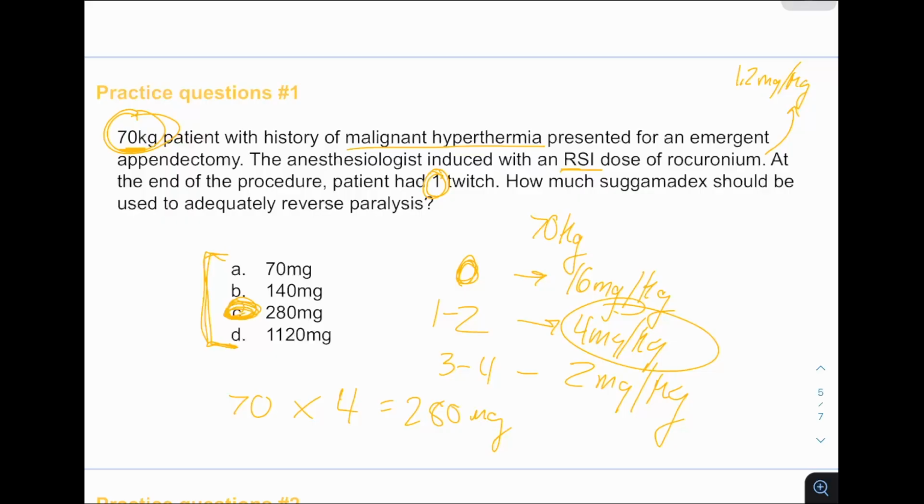Just a couple of other learning points. So this patient has a history of malignant hyperthermia, and the reason why the anesthesiologist decided to use an RSI dose of rocuronium is because they can't use succinylcholine.